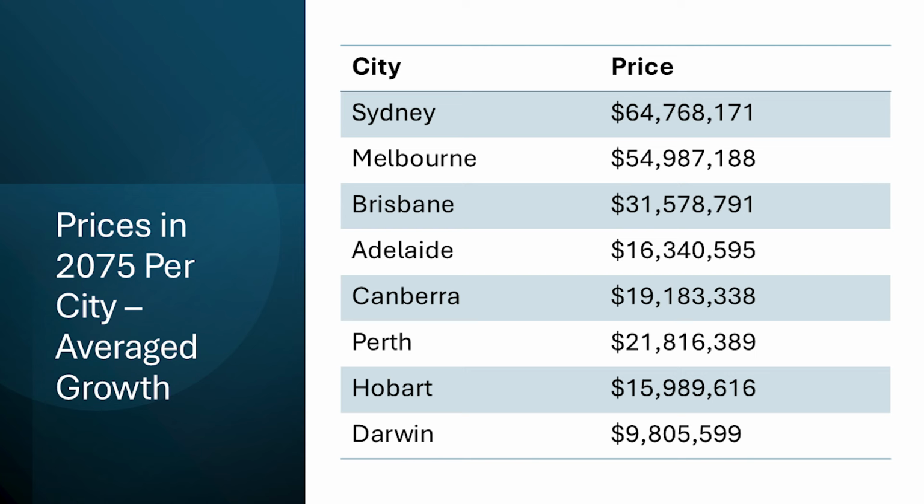Now, this is in 2075, and this is the predicted prices I've got, assuming similar growth, which I do think will actually happen, which is crazy. Sydney, 64.768 million, Melbourne 54.987 million, Brisbane 31.578 million, Adelaide 16.34 million, Canberra 19.183 million, Perth 21.816 million, Hobart 15.989 million, and Darwin 9.805 million. So, you can imagine this, if the things that would have to change would be monumental for this not to happen. And it sounds crazy, but wait till I get into the next one, and that's 2100.